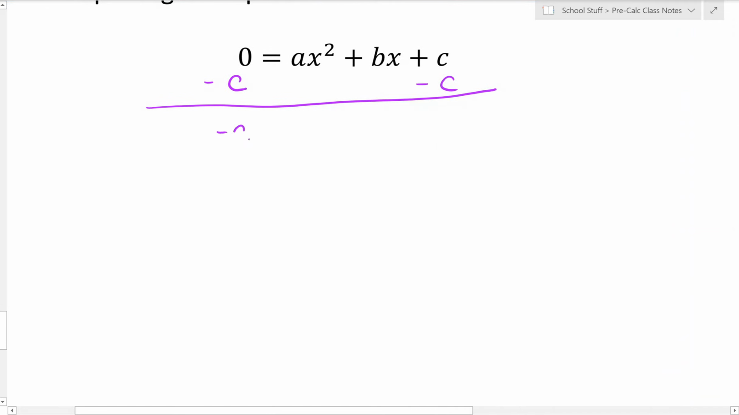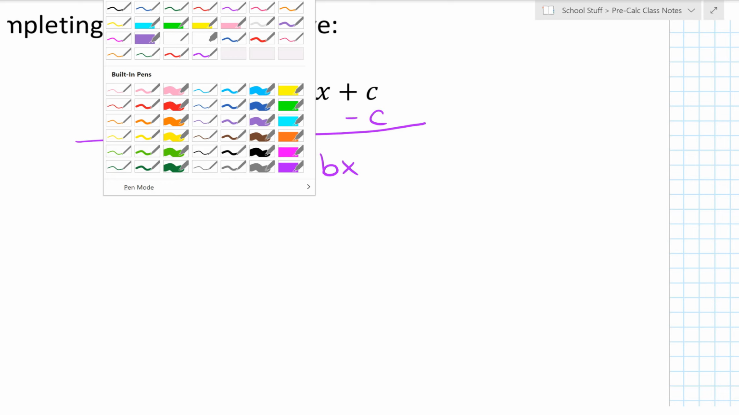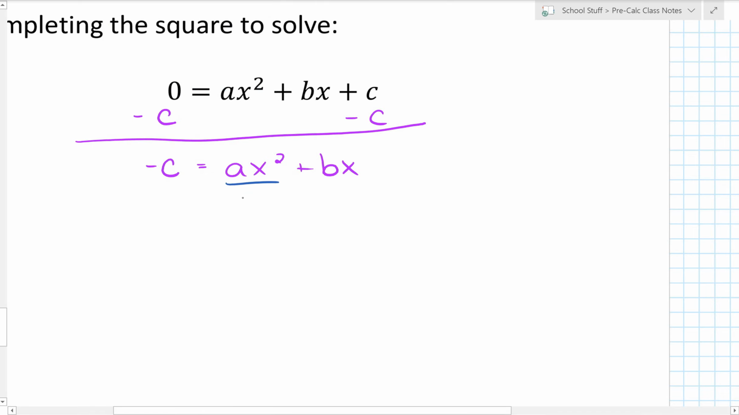So I have negative c. I have ax squared plus bx. And you know what? Since I'm actually solving an equation here, I'm again going to make my life a little bit easier. I'm going to get rid of this a. So I'm going to divide this whole thing through by a. So I will have negative c over a is equal to x squared plus b over a x.